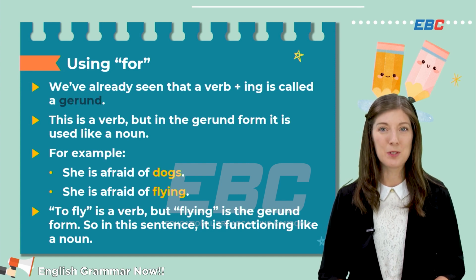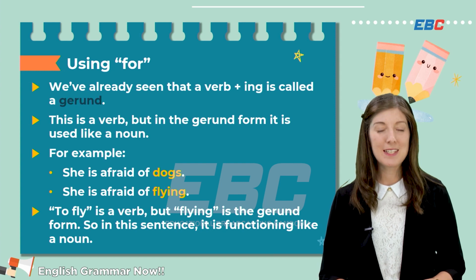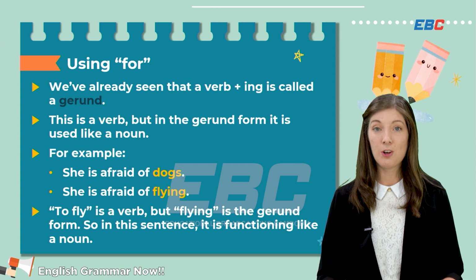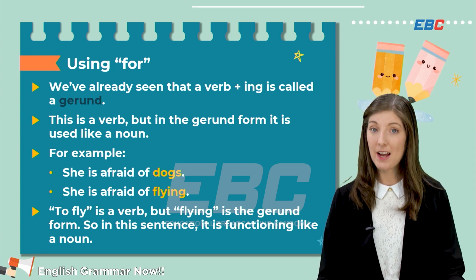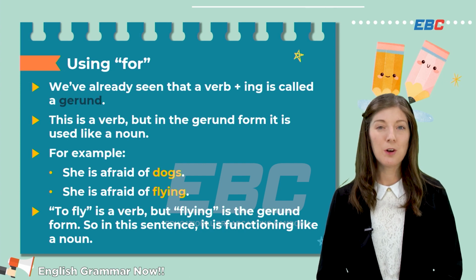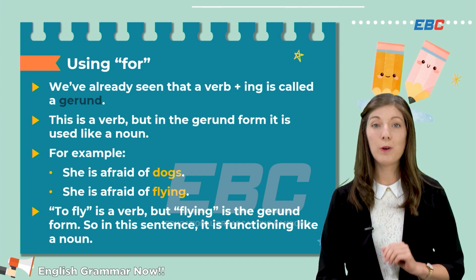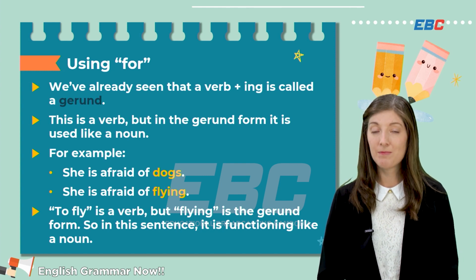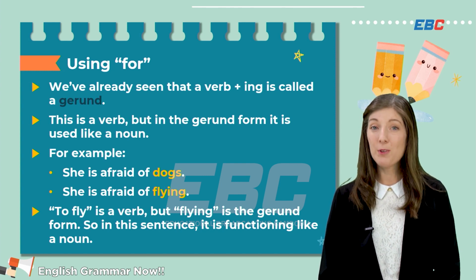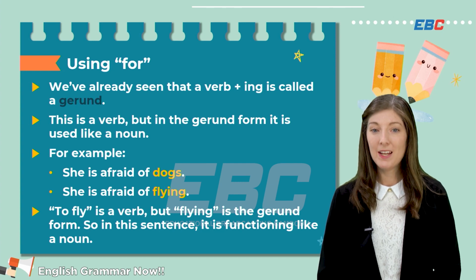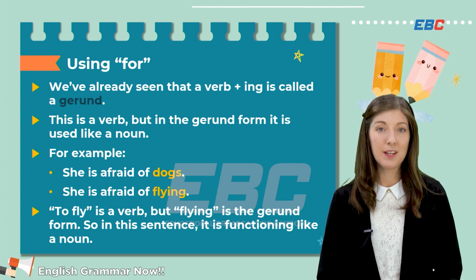Here's an example to prove my point. We could make a sentence with a noun at the end. She is afraid of dogs. Dogs is a noun. It's the object of this sentence. But we could also replace dogs with a gerund. She is afraid of flying. Flying is also a verb, to fly, but when we have it in the gerund form, it is acting like a noun in our sentence.